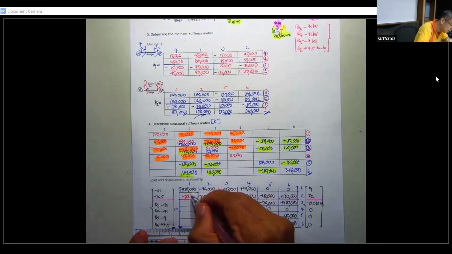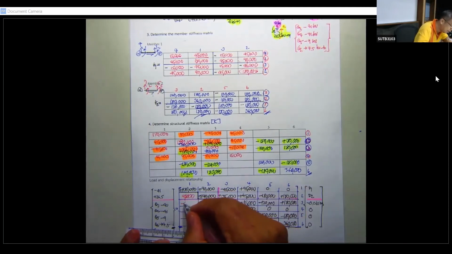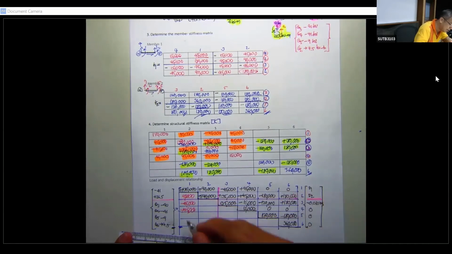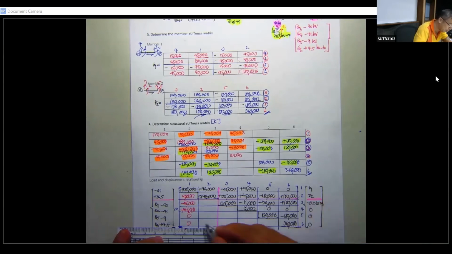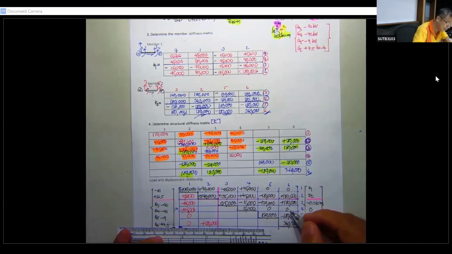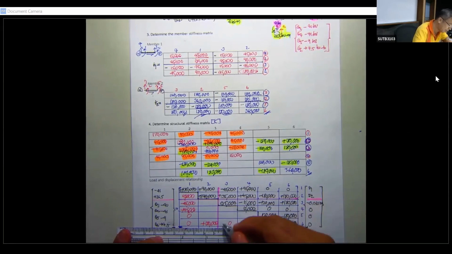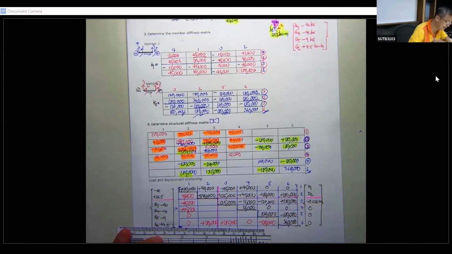This is 90,000, minus 45, this one minus 45, this one positive 45,000, and then 0 and 0. See, and then if you prefer, just put 180,000 and 0, 0. No, sorry, this one positive 180,000, and this one 0, this one minus 180,000. See, it's not that hard.